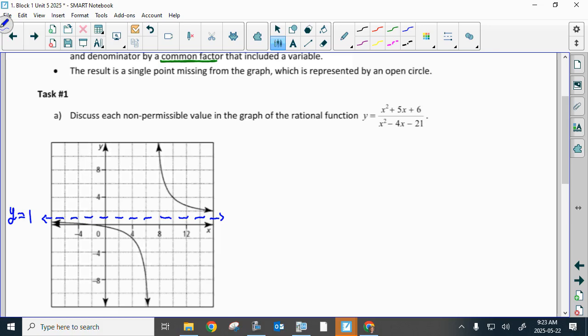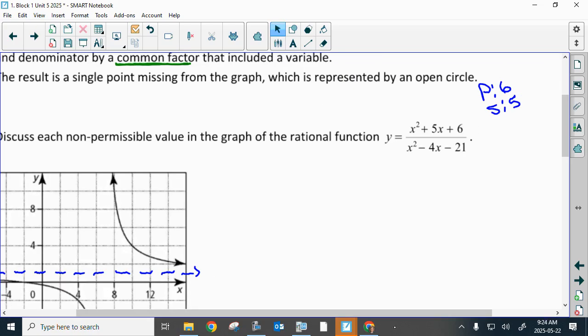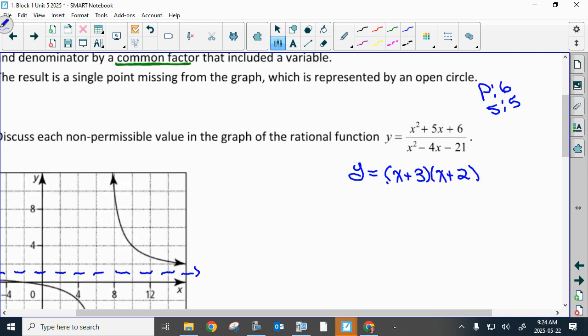So what we're going to do is factor the numerators and factor the denominators. What gives you a product of 6 and a sum of 5? Okay, so we've got y equals (x plus 3)(x plus 2). Now, what gives you a product of negative 21 and a sum of negative 4? Do you see the negative 7 and 3?